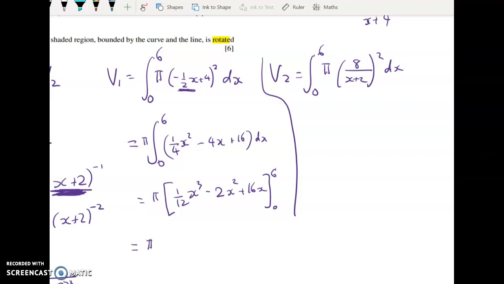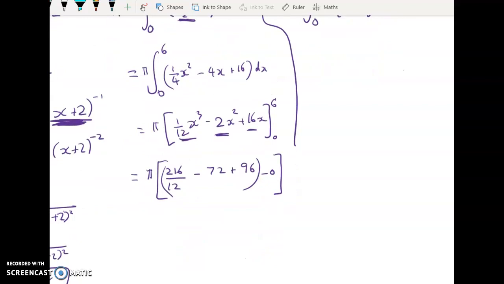So if I go ahead and do this one now, what do I get? Well, I get 6 cubed, which is 216, divided by 12, minus 2 times 36, 72, plus 16 sixes gives me 96, and I've got 0, 0, 0 for my bottom limits. So when I whoosh all that through, this is 18, and this is 96, so it's 114, take away 72, so this gives me 42 pi for that one.